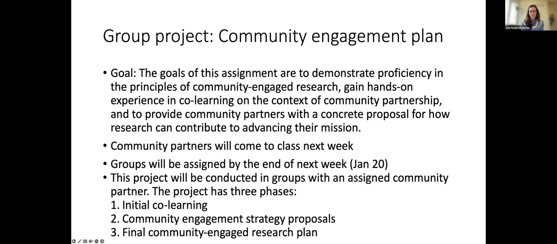And there are 3 phases. First, we do what's called co-learning. They'll teach you about their organization, and you're going to teach them about community engaged research. Then you're going to come up with some ideas, and they're going to respond to them, and you're going to discuss. And then you're going to produce a final community engaged research plan. Even though I've put these as 3 distinct phases, it's sometimes a very iterative process, but the idea is that you're in contact with your community partner weekly.